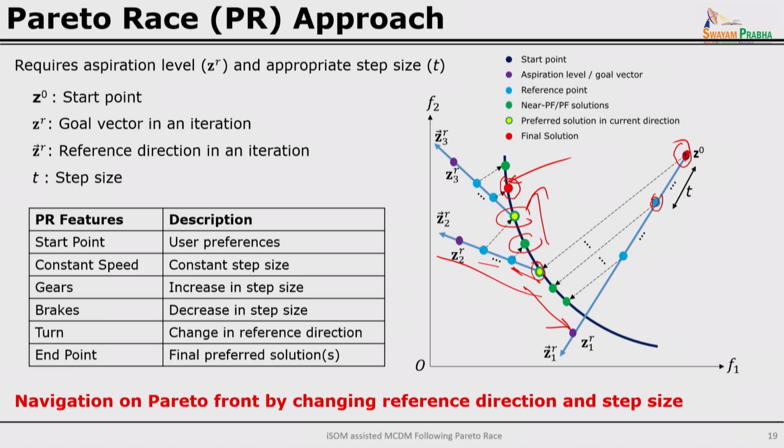So there are a few features in the Pareto race that I would like to introduce. One is, of course, the start point, which is here. The other is constant speed. That means the step size is constant every time. I am making this step size constant every time. I am not changing it. The second one is the gear. Gear says the decision maker is increasing the step size. Brakes means they are decreasing the step size. Turn means they are changing the direction. And the end point is the final solution. So all the analogy comes from driving a vehicle and the actions that a driver can apply to the speed or the direction, and that is directly translated to the idea of the Pareto race.